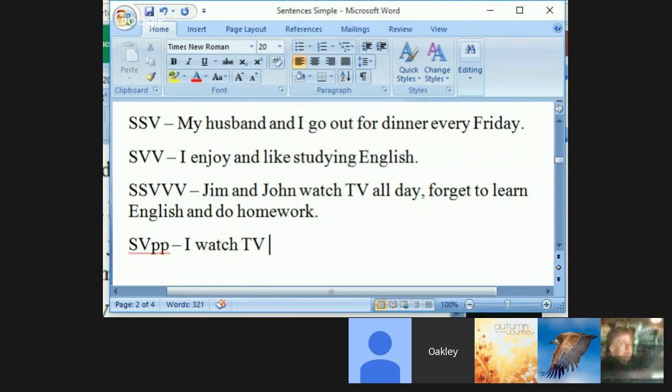A prepositional phrase includes a preposition and a noun. It must have a preposition and a noun. It may include other elements, possibly adjectives, possibly articles, or quantifiers, but it has to have at least a preposition and a noun. I watch TV on Mondays. There you go. On, and then the noun, Mondays. Yeah, that's fine.